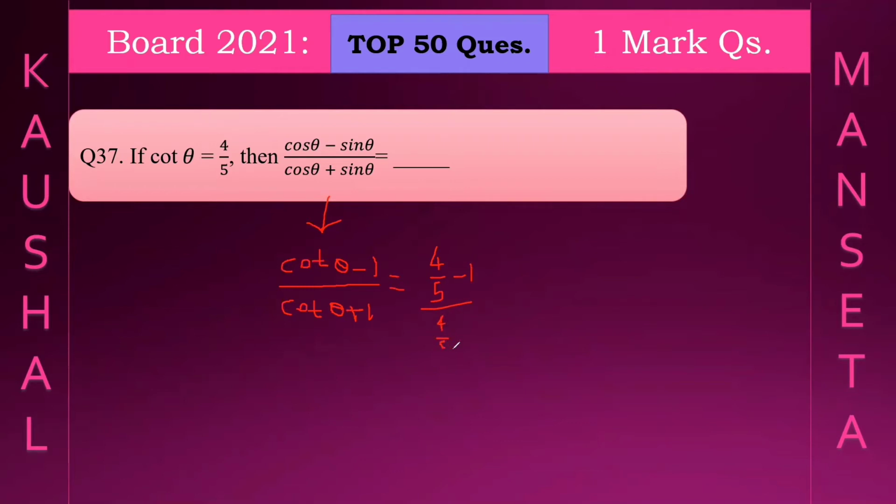So whenever we have to take LCM, 5 will be cancelled out. So here we get 4 minus 5, yes or no? And divide by, we can write 4 plus 5. So the answer is minus 1 by 9, because 4 minus 5 will be minus 1 and 4 plus 5 will be 9. So the answer is minus 1 by 9.